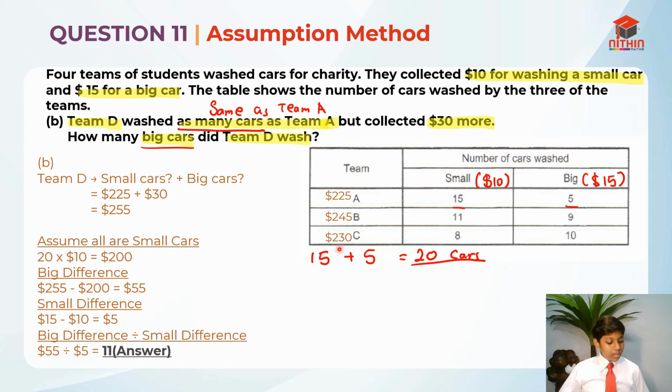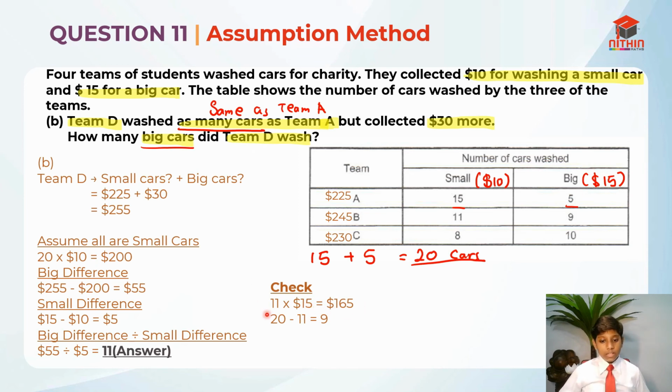Okay, now after using the assumption method, you should always check your answer, because only in assumption is it really easy to check. So we check our answer by taking 11 times 15, which is $165. Why do I do this? 11, because we know that there are 11 big cars now. So we just take 11 times the cost of the big car, which will give us $165.